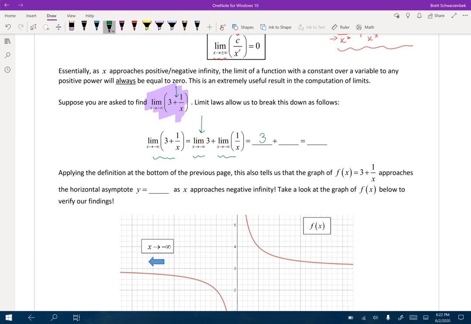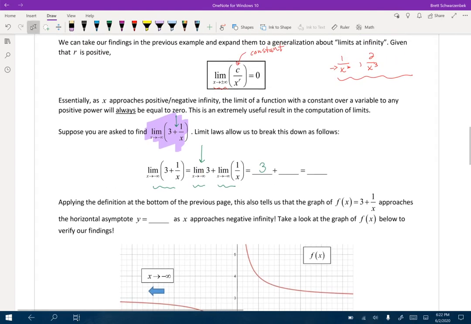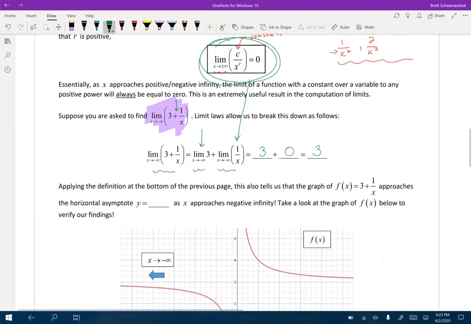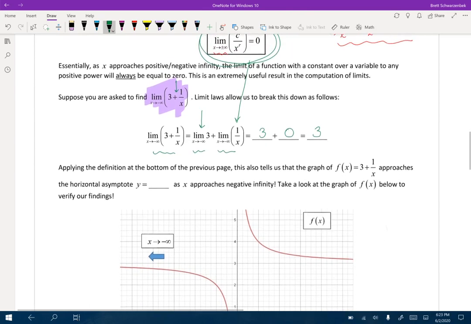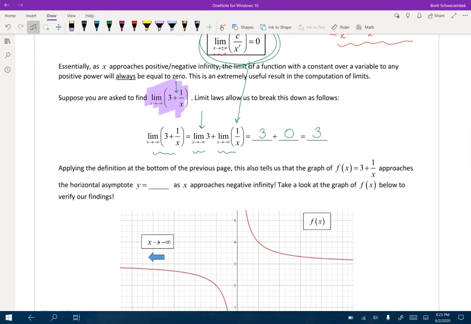But you now learned, based on this right here, that the limit as x goes to infinity or negative infinity of any constant over x to a power, in this case r would be 1, is always going to be equal to 0. Therefore, the limit of this function is going to be 3. So just to be clear on that, I'm going to rewrite it over here. The limit as x goes to negative infinity of 3 plus 1 over x, our function, is equal to 3.